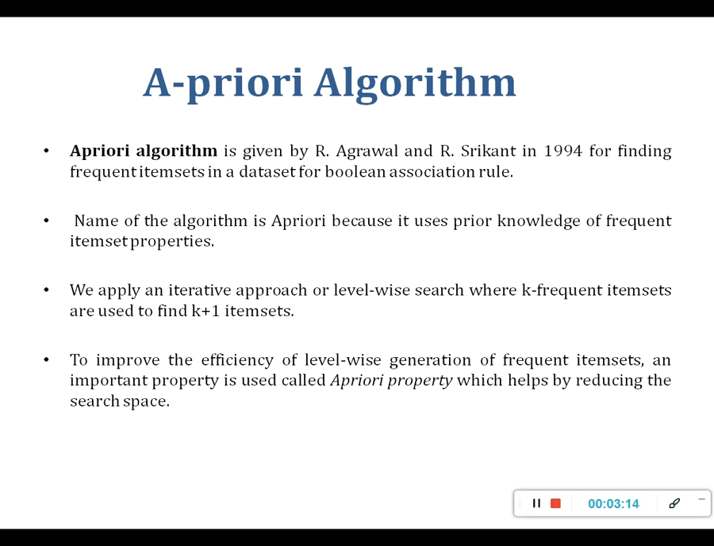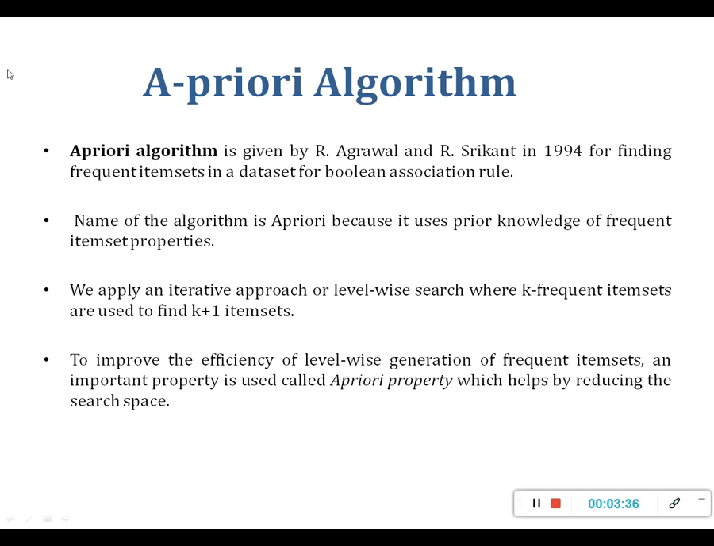We have seen this concept of the Boolean association rule, and how we find the frequent item sets, maximal item sets, and closed item sets according to the given transaction data. This was provided by R. Agrawal and R. Srikant, who are the inventors of the Apriori algorithm.